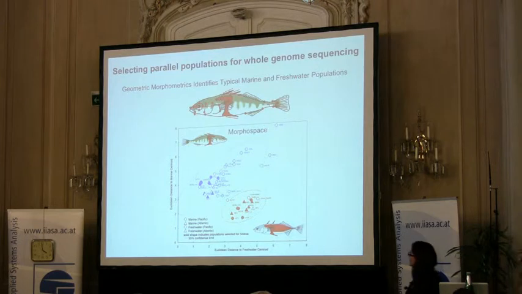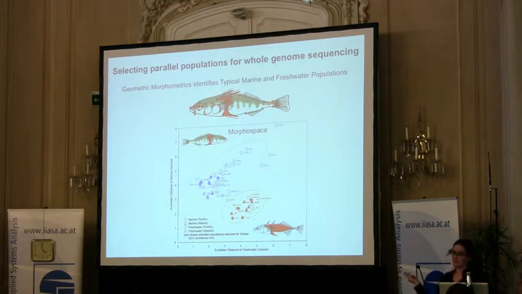To do that, we started by using geometric morphometrics. The morphology, or the morphometrics, is a useful trait to pick typical freshwater and marine populations. We know it's got a genetic basis, we know it's polygenic, and so we can be confident that if we see a typical freshwater morphology, we're going to be catching something that's spread across the genome.